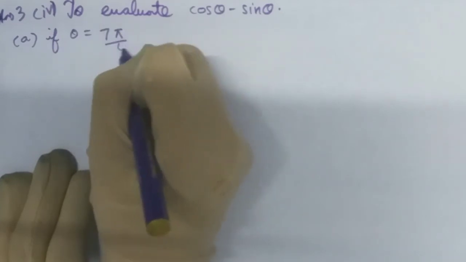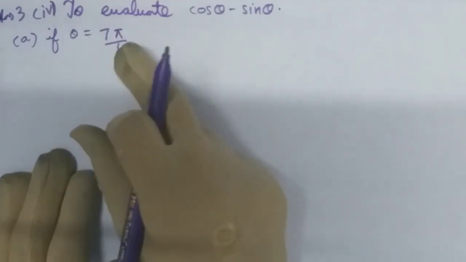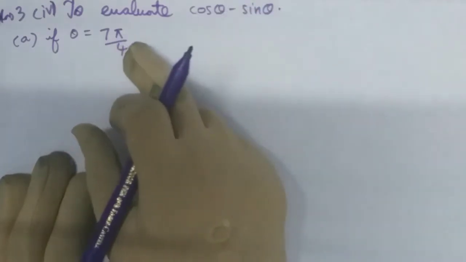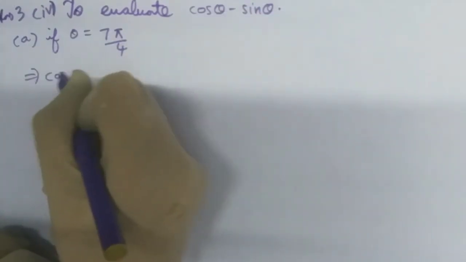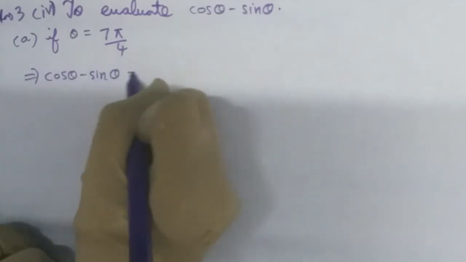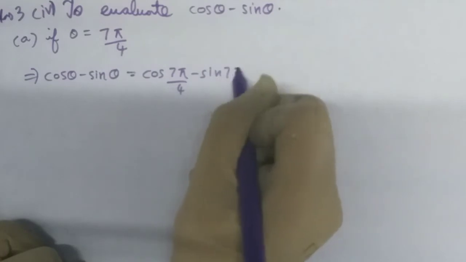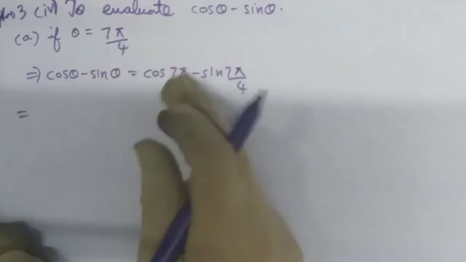First bit is if theta is given as 7 pi by 4. If theta is equal to 7 pi by 4, observe the question carefully. In place of theta, I have to substitute the value of 7 pi by 4. So cos theta minus sin theta can be written as cos 7 pi by 4 minus sin 7 pi by 4.